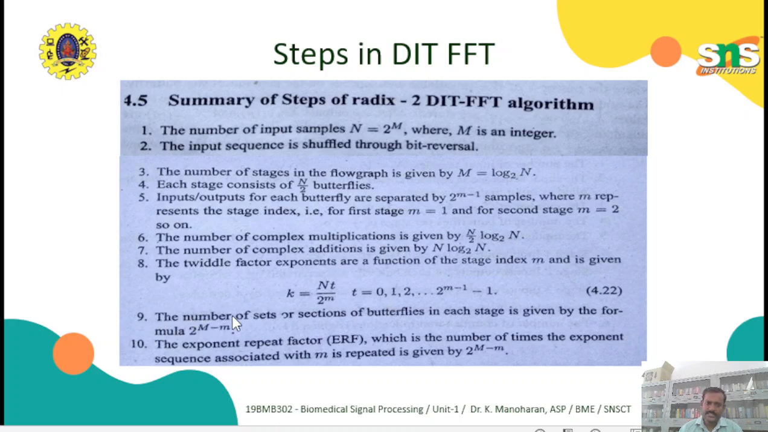Look at this. This is the number of sets or sections of a butterfly in each stage. That will be given by the formula 2 power capital M minus small m, where capital M is the capital integer, and small m is the stage index. So this is 0, 1, 2, 3, it will be continuous. And then ERP, the exponents repeat factor, which is the number of times the exponent sequence associated with m repeats, is represented by 2 power m minus 1.